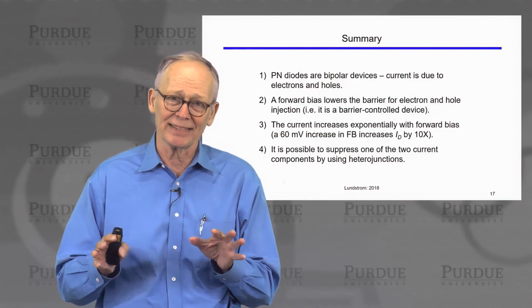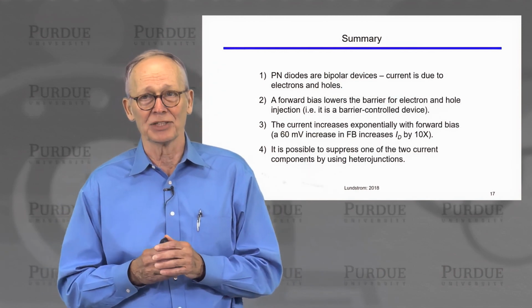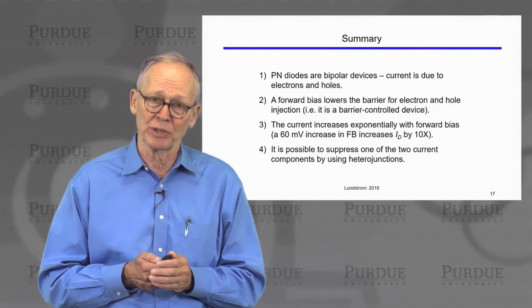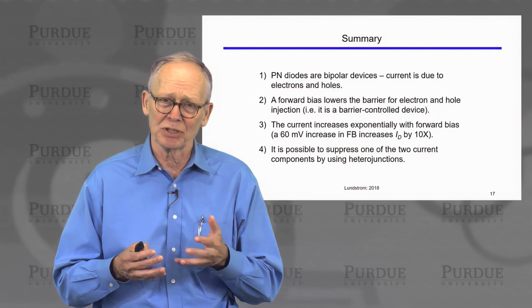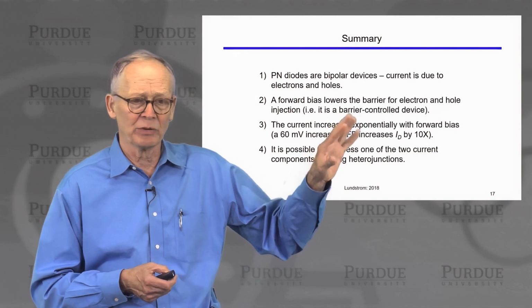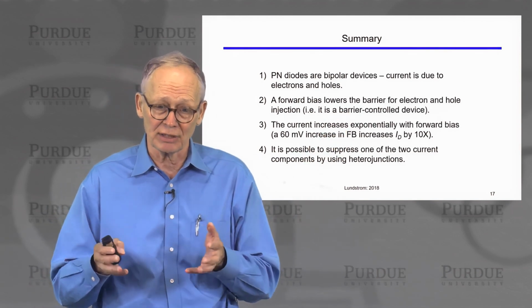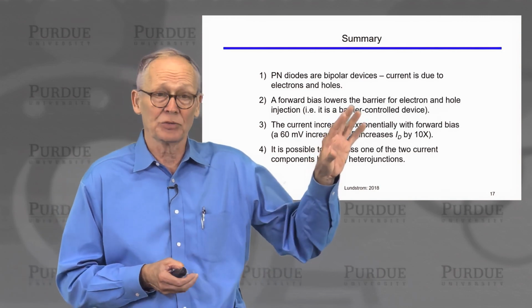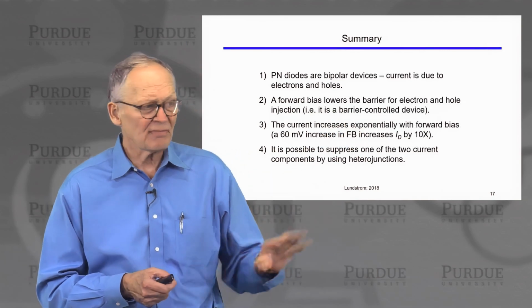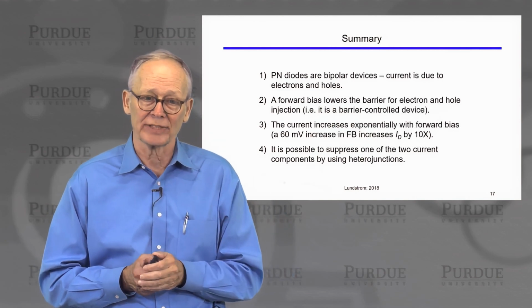All right, well, with that basic understanding or review of PN junctions, we're going to be able to understand how heterojunction bipolar transistors operate. So just a key summary of what you should recall about PN junctions. They're bipolar devices in general. The current is due to both electrons and holes. A forward bias lowers the barrier for electron and hole injection across the junction. So this is a barrier-controlled device. We're getting current flow by lowering a barrier. The current increases exponentially as e to the q times forward bias over kT.